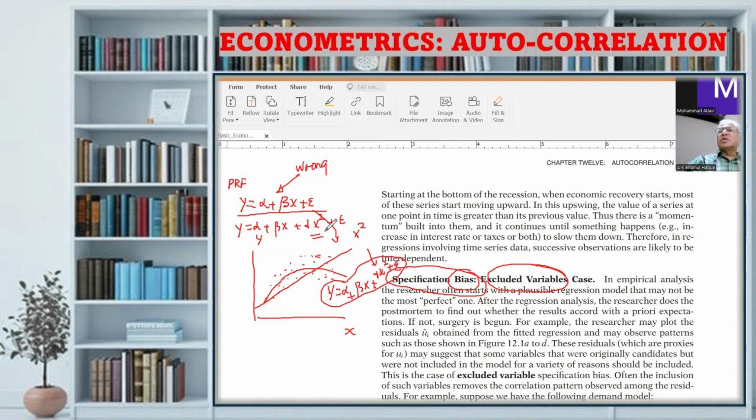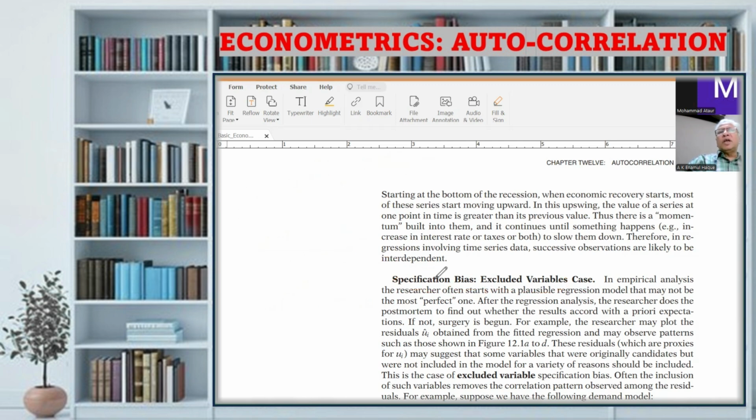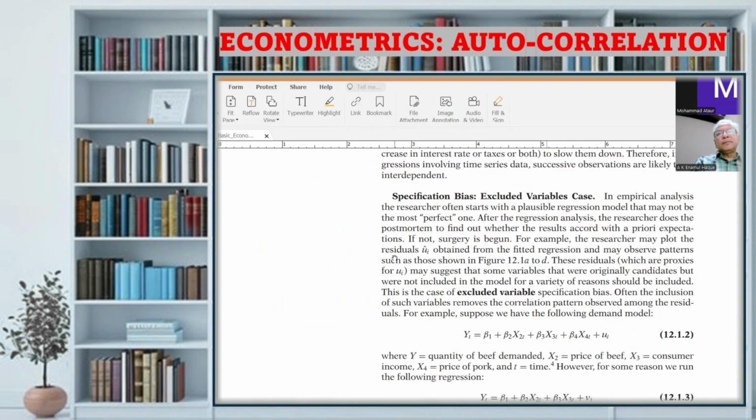It could be x square, a quadratic variable. It could be another variable. What is another variable? I thought quantity demanded is a function of price, but I forgot income. So income could be creating all this problem. I'm giving you the logic that if you run a model, all these are possible scenarios. Specification bias often creates what looks like autocorrelation in my model, but it's not autocorrelation. It's because there is a specification bias. So that's what it is.